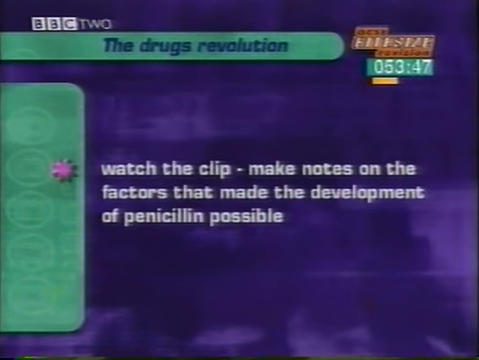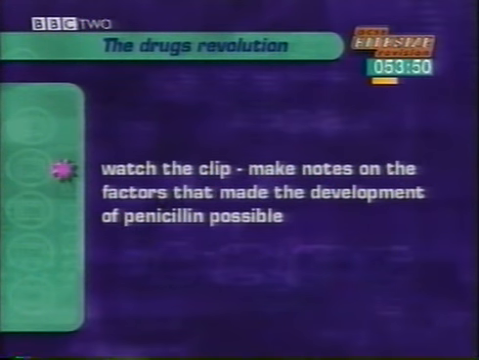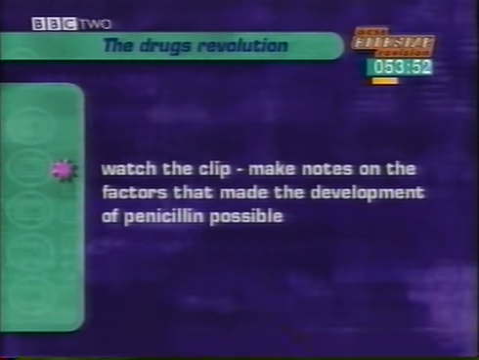While you watch the clip, make notes about the factors that made possible the development of penicillin.